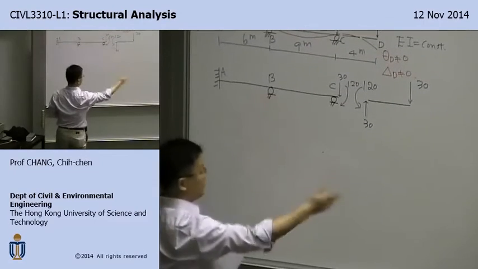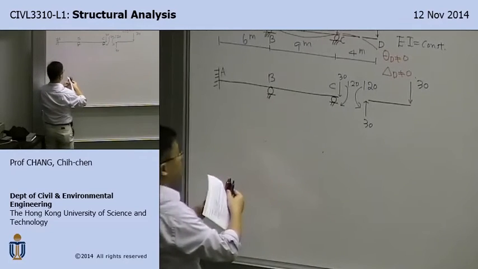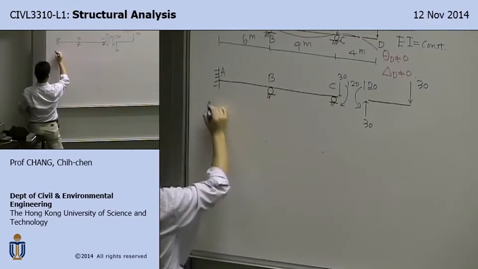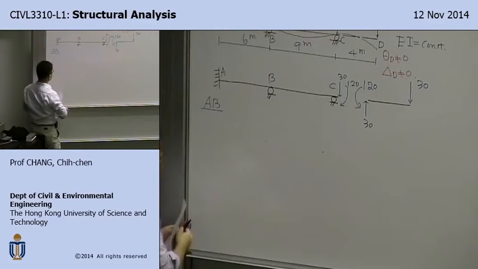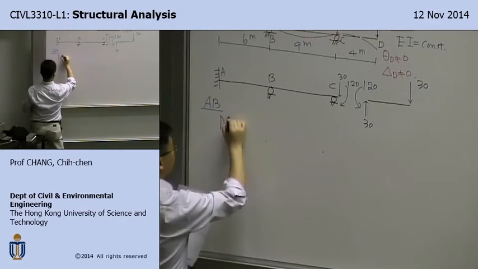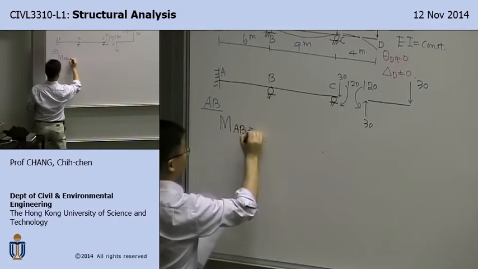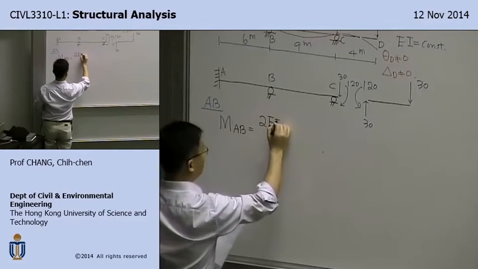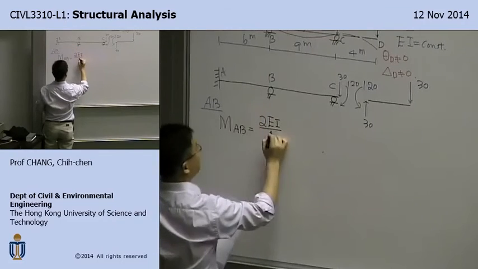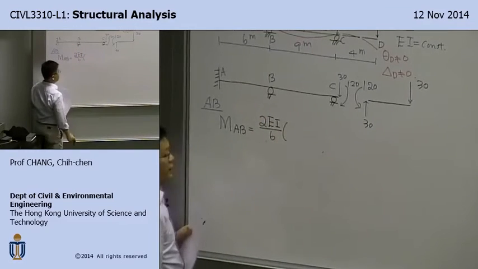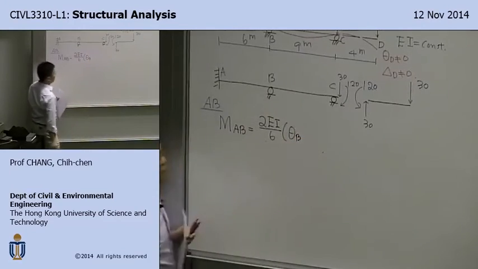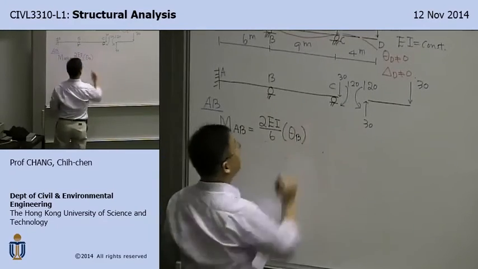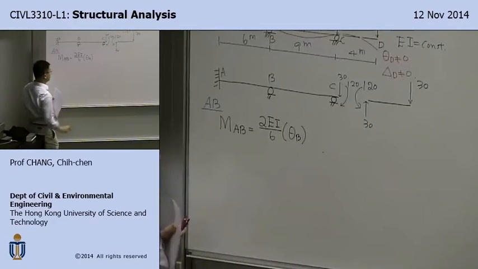I'm going to do the same procedure. So set up AB. M_AB = 2EI over L, 6. 2 times theta A, 0. 1 times theta B, unknown. Rigid body rotation, 0. Fixed end moment, 0. That's it.